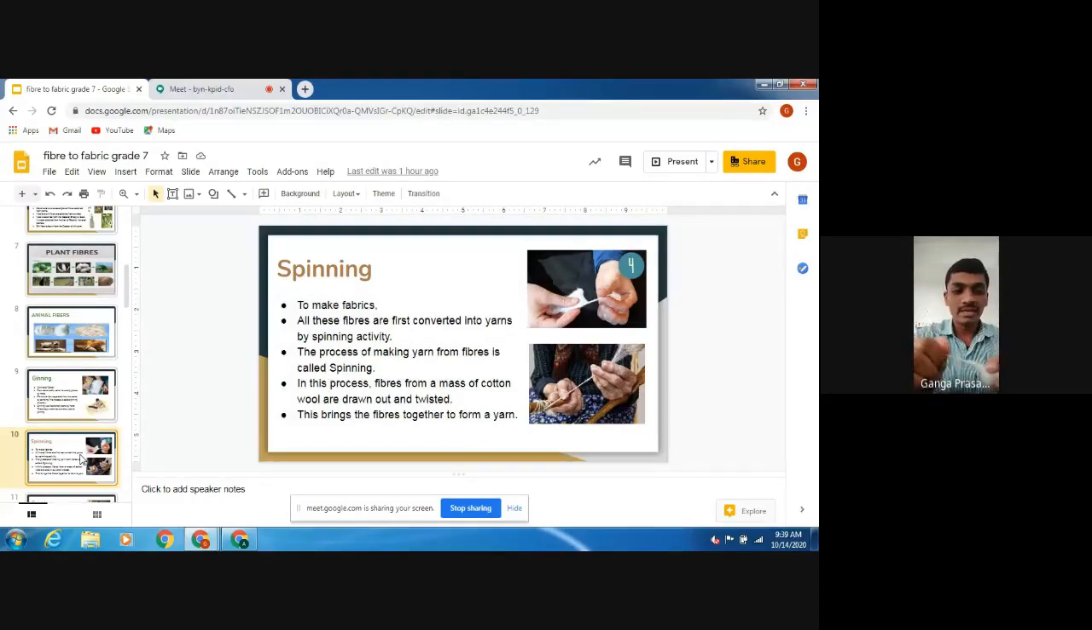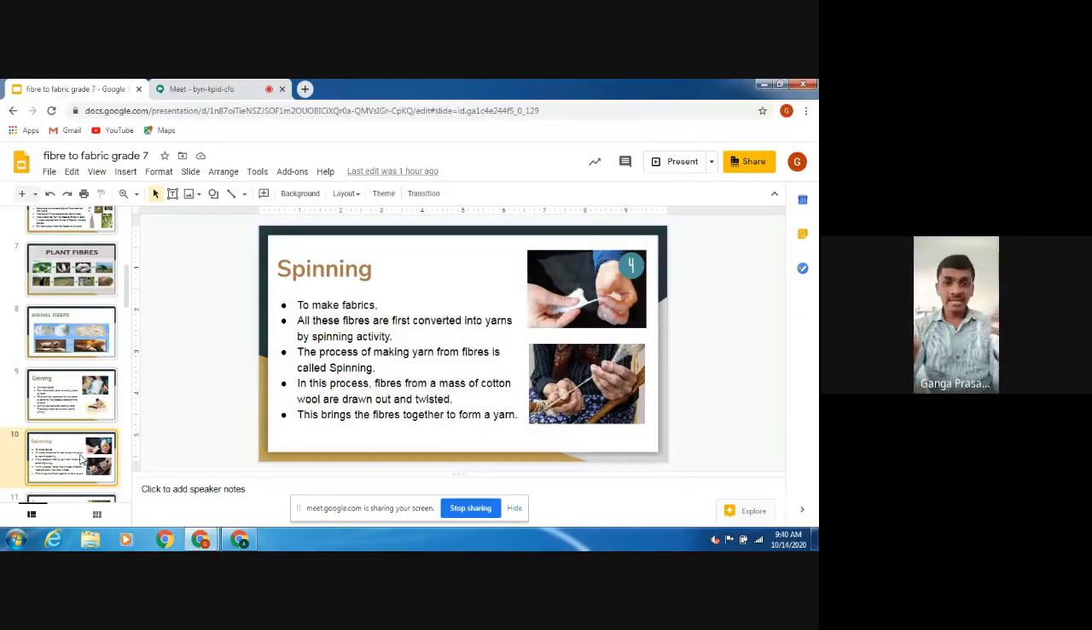Okay. See here, the process of making yarn from cotton fiber is called spinning. See how I am able to do it, right? See the process of making yarn or thread. The process of making yarn from cotton fiber is called spinning.